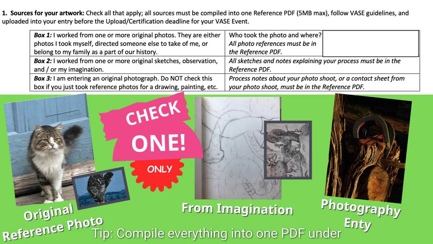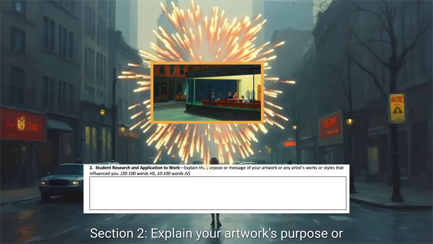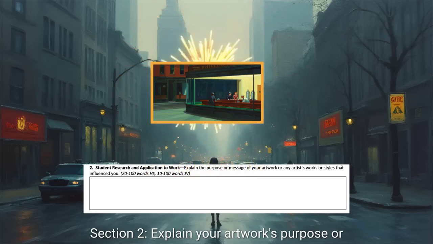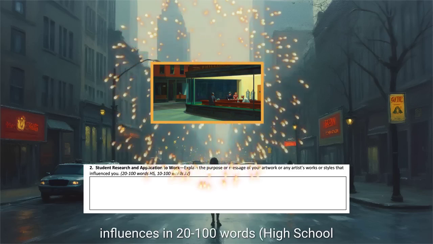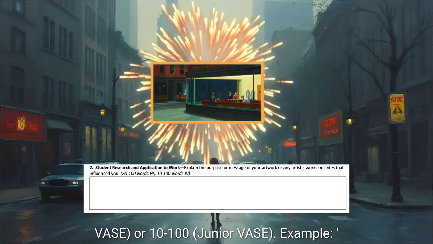Tip: compile everything into one PDF under 5 megabytes. No shortcuts. Judges check originality. Section 2. Explain your artwork's purpose or influences in 20 to 100 words for high school VASE, or 10 to 100 for junior VASE.